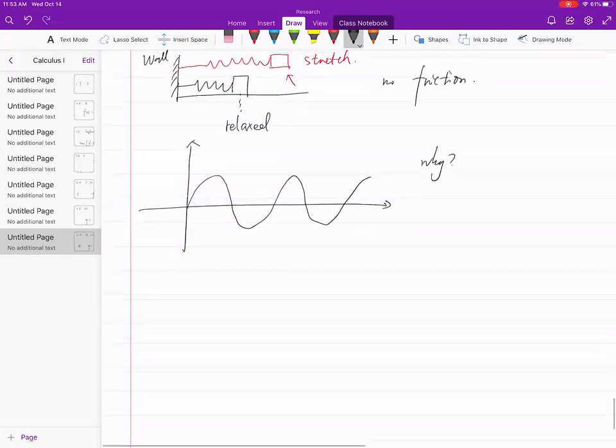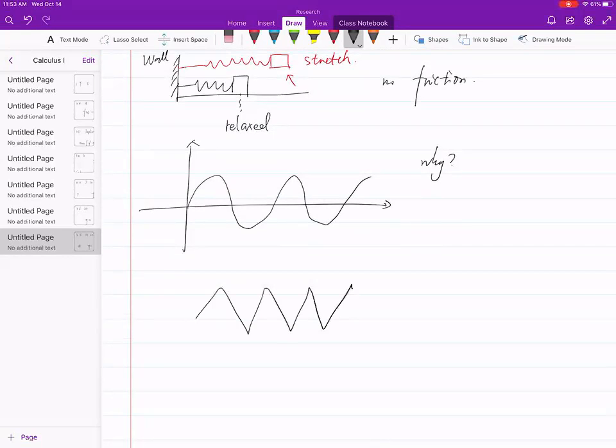Because you can have some wave look like this, which is clearly not sine, but you may mistake it to be a sine. It's just a wave, back and forth, right? Why does it have to be sine? That's the question.